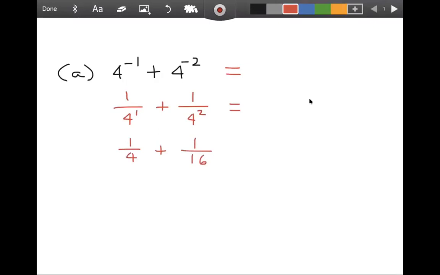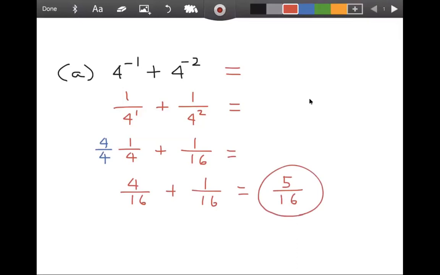All right, so this is just an adding fractions problem. In order to add these fractions, we need a common denominator. That common denominator would be 16. So we'll multiply the top and the bottom of this one by 4. And that gives us 4/16 plus 1/16, which is 5/16. All right. Possibly not the answer you were expecting. I think that one's kind of surprising.